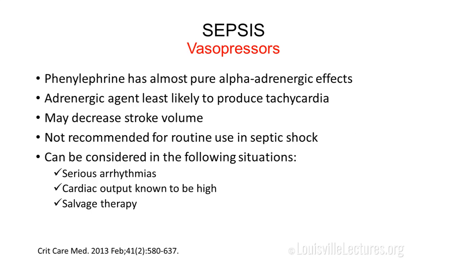What about phenylephrine? So phenylephrine has almost pure alpha-adrenergic effect. So this adrenergic agent is the one that is least likely to produce tachycardia. It may, however, decrease stroke volume. It's not recommended for routine use in septic shock, but you can consider it in the following situations: serious arrhythmias, cardiac output known to be high, and as salvage therapy.